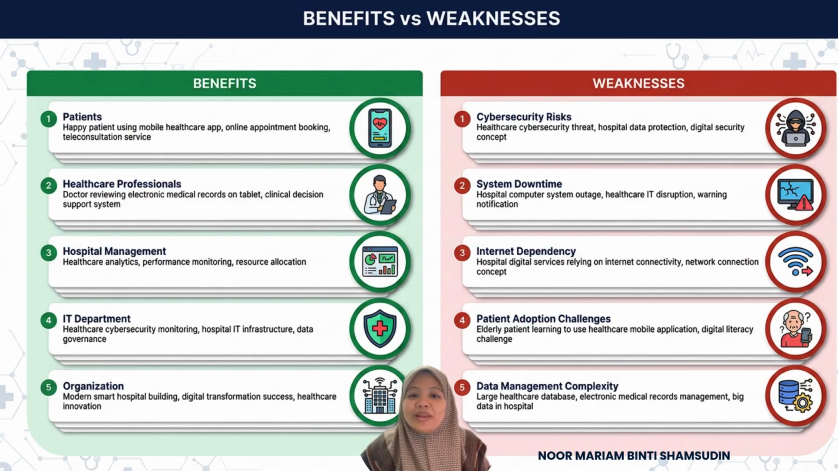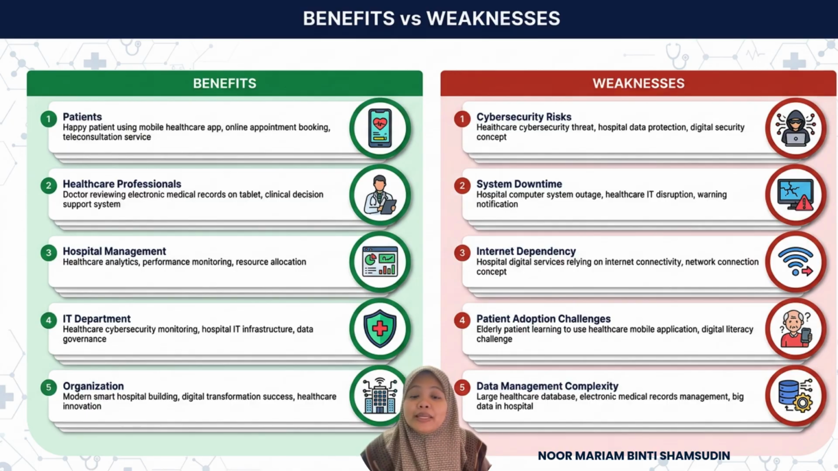Next, we look at who benefits from Gleneagles Hospital digital transformation and the weaknesses that still exist within the current system. Firstly, patient benefit through faster appointment booking, easier access to healthcare services, and greater convenience through teleconsultation platform. This improves the overall patient experience and treatment continuity. Healthcare professionals also benefit from quick access to patient information, which supports faster and more accurate clinical decision making while reducing paperwork and administrative tasks.